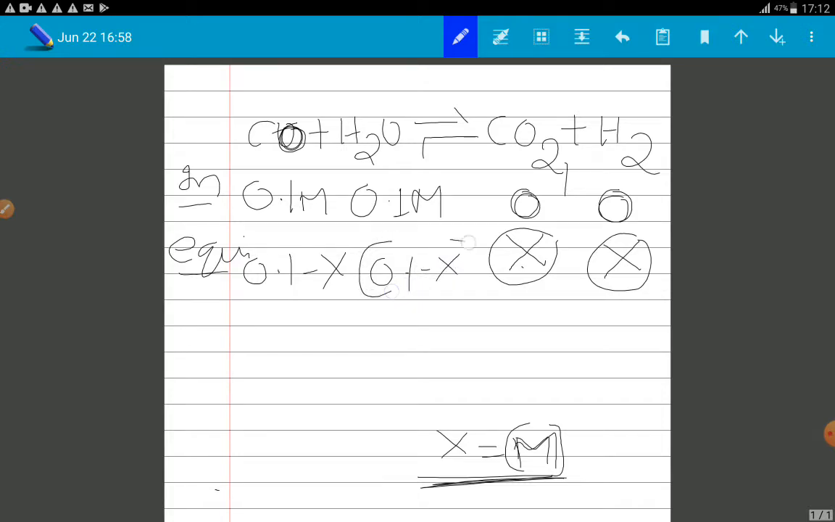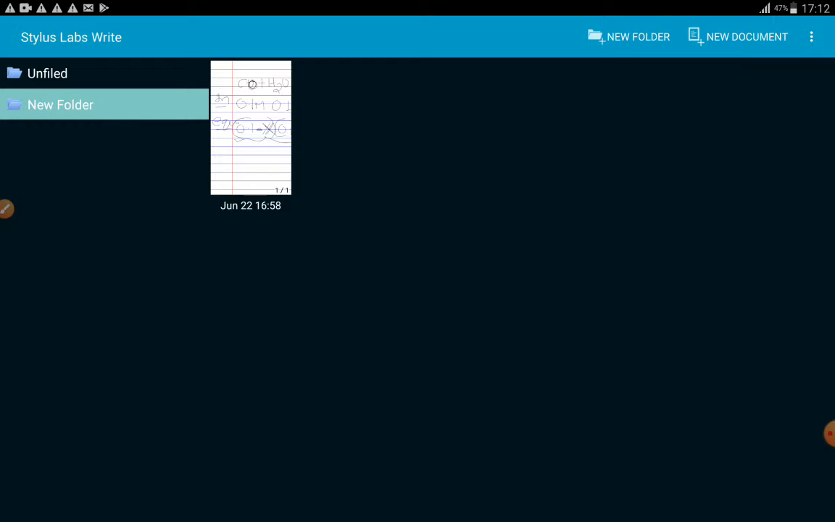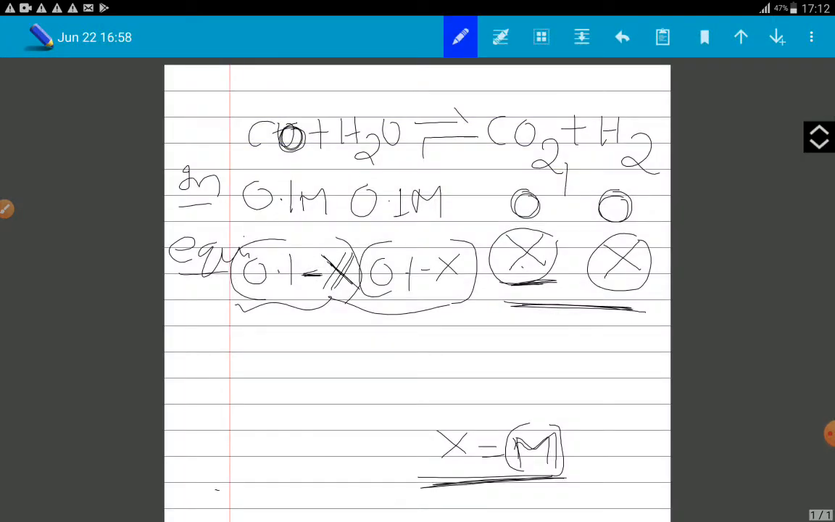Why do we write 0.1 minus x? Once the product forms, there is definitely a decrease in the reactant. How much is going to react, how much the reduction is, we don't know. So we assume a value and subtract it. The 0.1 minus x means some amount is going to be consumed from this value, and here also some amount is consumed. So 0.1 minus x, 0.1 minus x. These are our equilibrium concentrations.